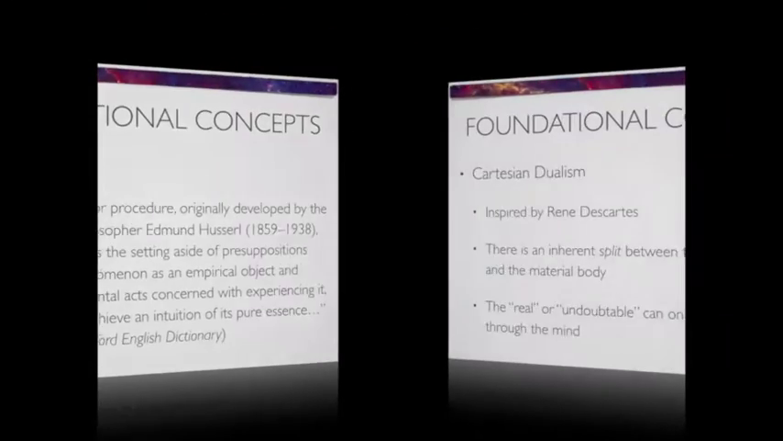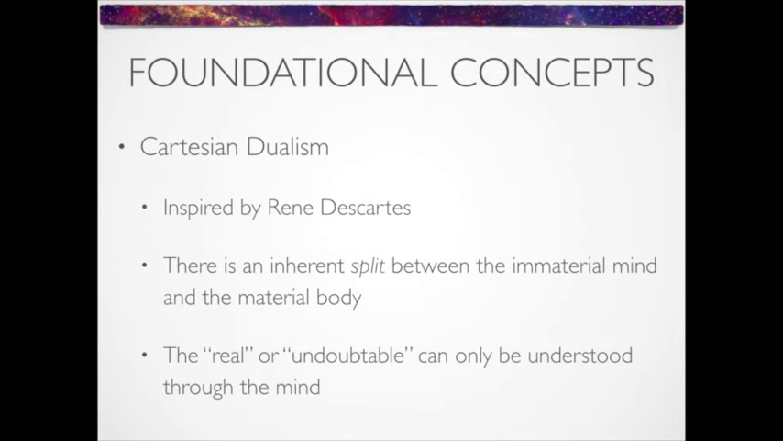The second concept Butler addresses at length is Cartesian dualism. You may know René Descartes as the guy who said, "I think, therefore I am." At its most basic, Cartesian dualism argues that there is an inherent split between the immaterial mind and the material body. There are a lot of implications for this, but the most relevant is that this belief tends to argue that there is some sense of self present in the mind that is separate from the material or bodily experience. In other words, reality is all in your head, sort of like the Matrix.